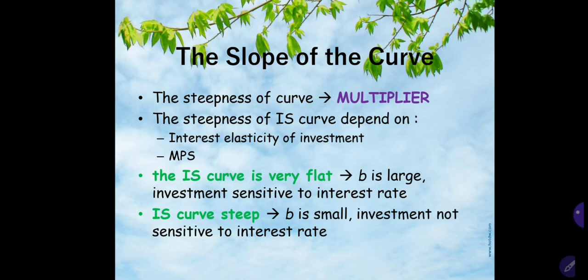The MPS, you can find on the saving curve. This statement is from another resource. And the IS curve can be very flat or very steep. The flat one will happen if the coefficient b, which is used to measure responsiveness of investment spending to the interest rate, is very large, meaning investment is very sensitive to the interest rate. And for the other one, the IS curve will be steep if the coefficient b is small and the investment is not sensitive to the interest rate.